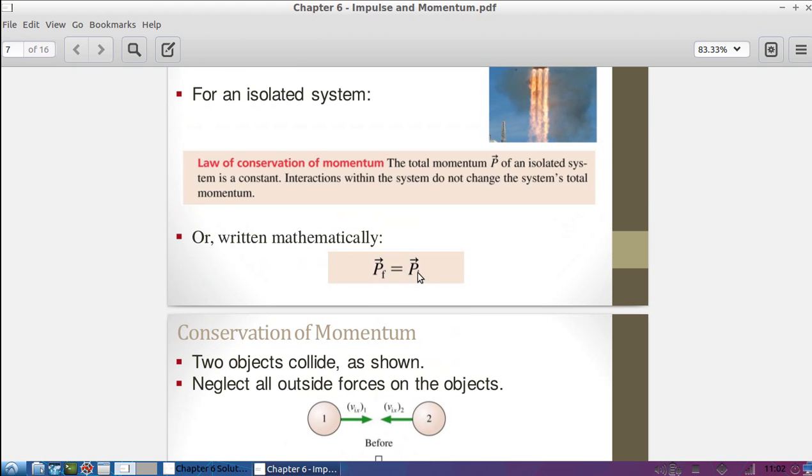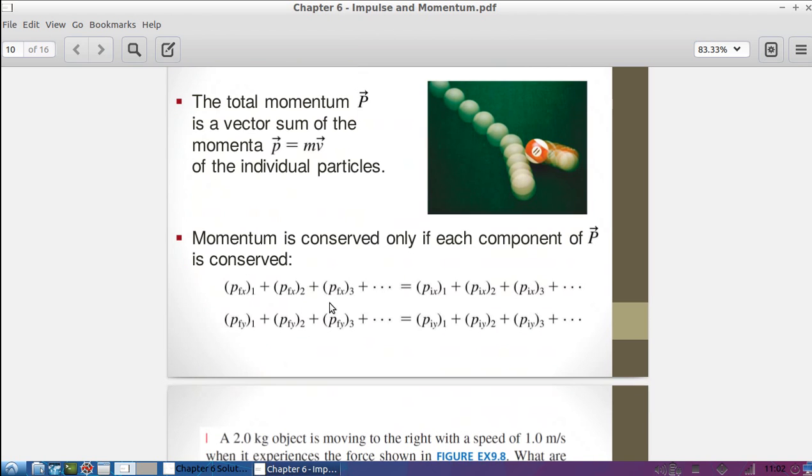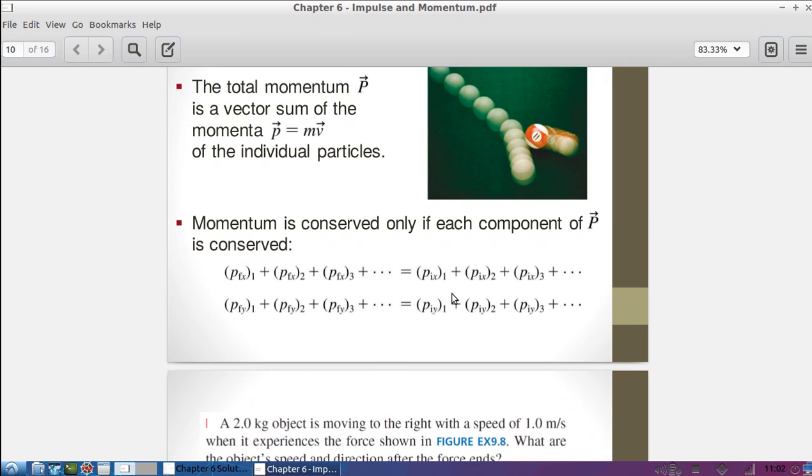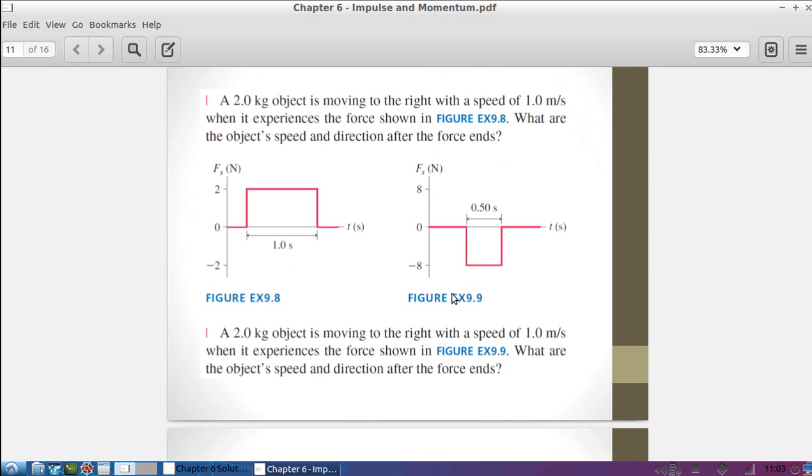But we have to write two conservation statements, a conservation statement in the x direction and a conservation statement in the y direction. So that basically consists of taking all of your momentum vectors, splitting them up into x and y components, and then solving two different conservation of momentum statements. Okay, so I'll do an example of that later in the section.